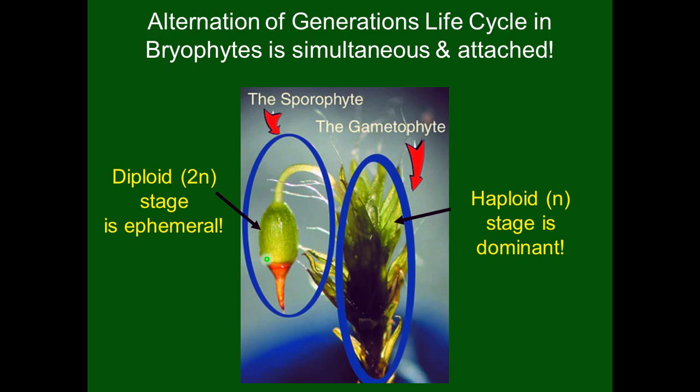I want you to ask yourself, what type of cells would the gametophyte produce via mitosis? Gametes, hence the name gametophyte. Then those unite and make the sporophyte. So what type of cells would be produced by the sporophyte? Spores. Understand?